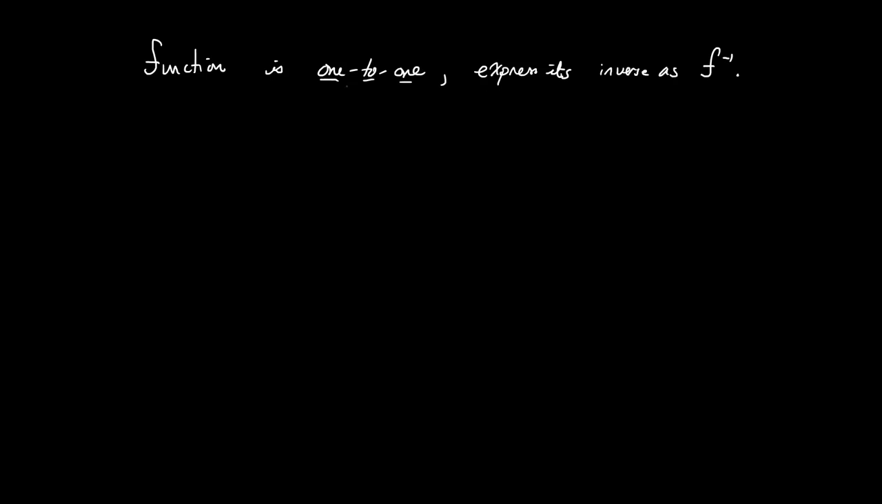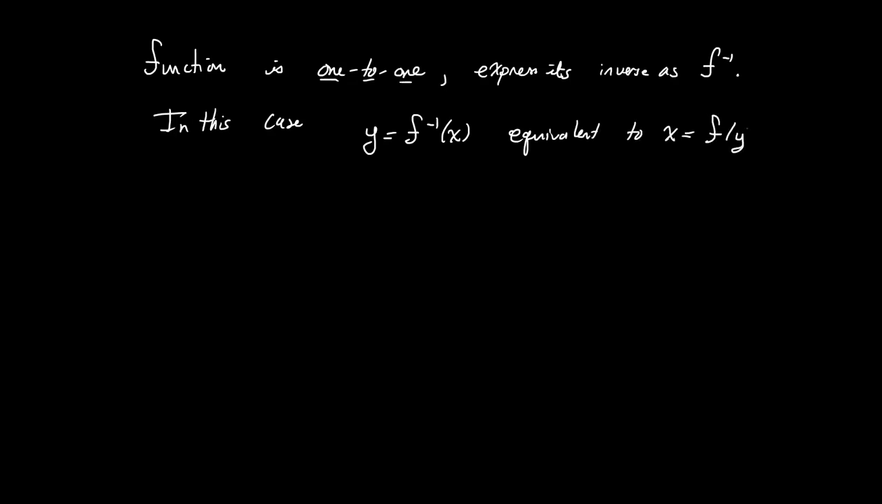So in this case, y equals f to the negative 1 of x, and that's equivalent to x equals f of y. Therefore, you can express the graph of f inverse in parametric form by introducing the parameter.